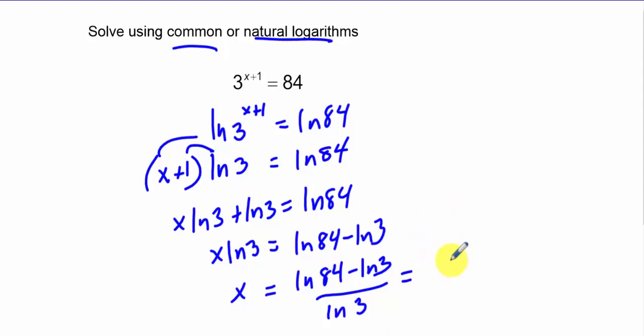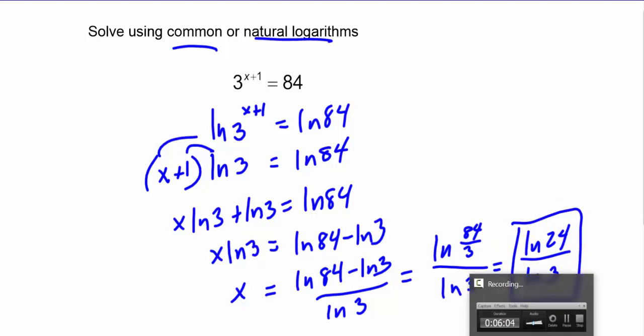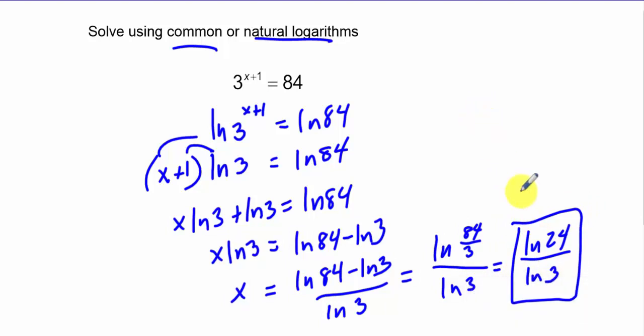So I'll do it in a couple of steps. How's that? Natural log, because I have a subtraction, I can turn that into a division over the natural log of 3. So this is the natural log of 24 over the natural log of 3 as a solution. And that's about as simple as I get in this case.